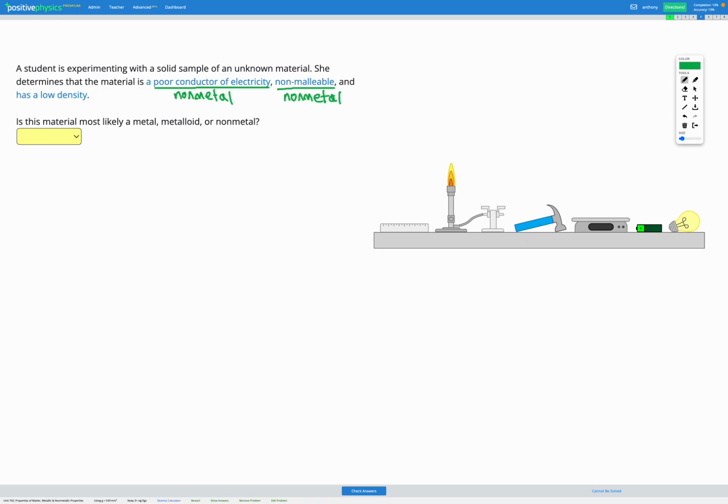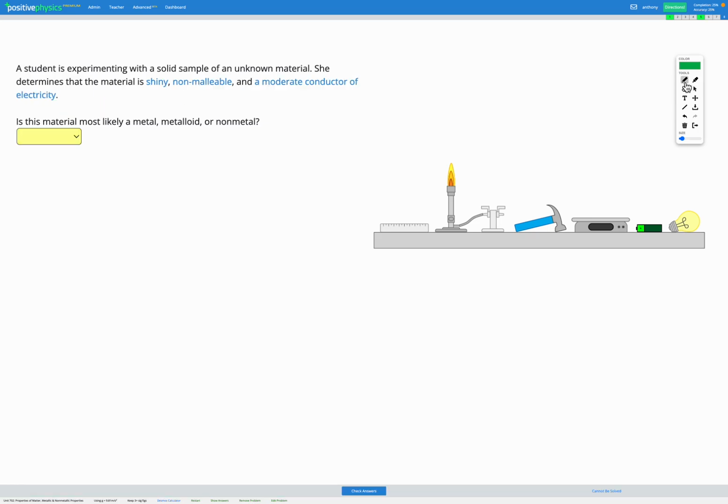Lastly, it lists low density. So typically metals have a high density and non-metals have a low density. So this is a non-metal property again. So this material has all three properties of a non-metal. So that makes me pretty confident that this material is a non-metal.